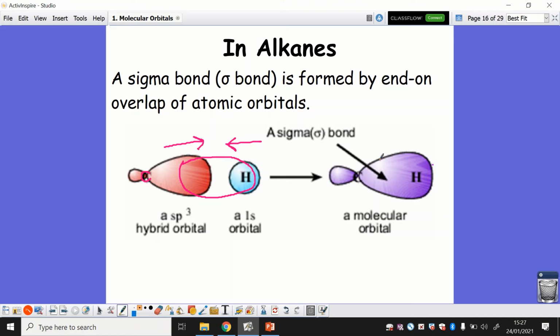You'll notice that this molecular orbital that is formed, the lobe here, is much larger than this lobe here, and that is because these two have combined to make a bigger molecular orbital. So it has a larger lobe.